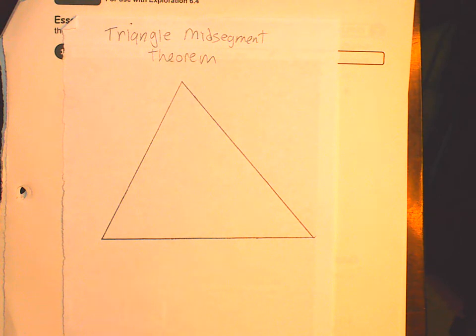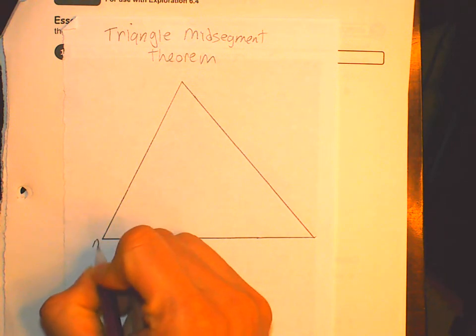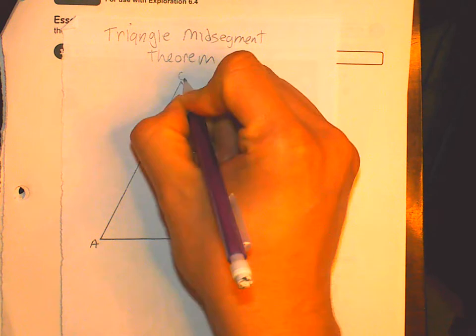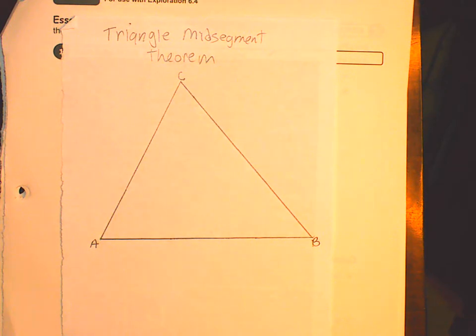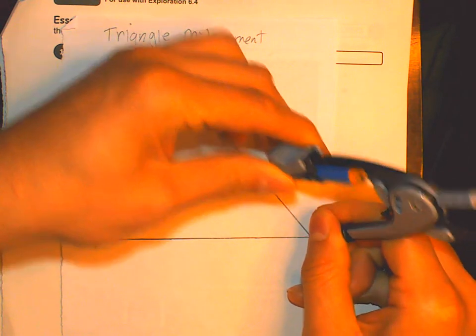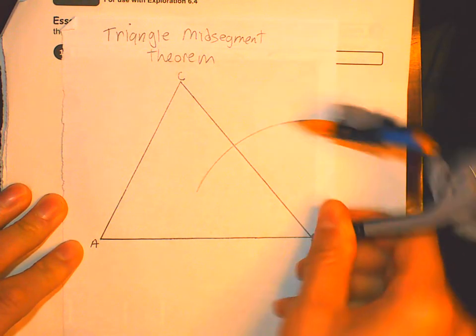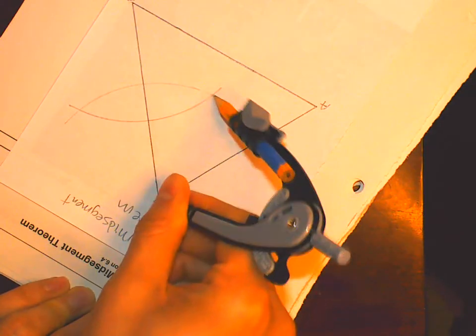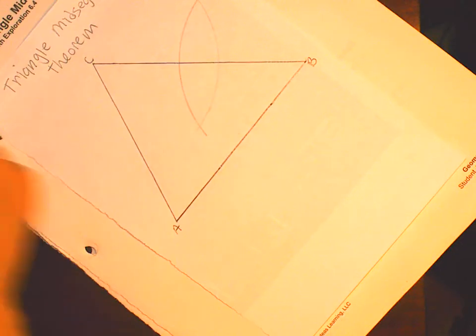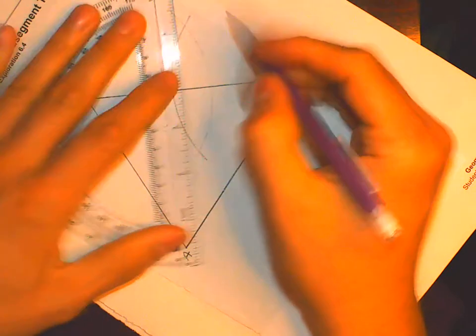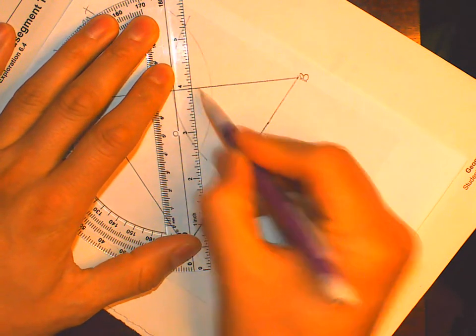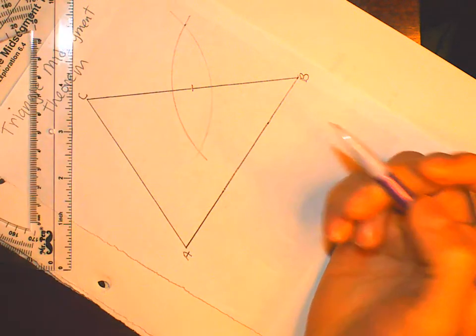Don't mind him. All right, so what we're going to do first is a mid-segment is the segment that joins two midpoints. So what we're going to do is construct the midpoint of two of the segments. So let's do the midpoint of B and C. Open up to more than halfway and draw arcs from both B and C. When you do this, you do not need to draw the full line. Simply align them and mark where the midpoint of that line would be, which is right there.